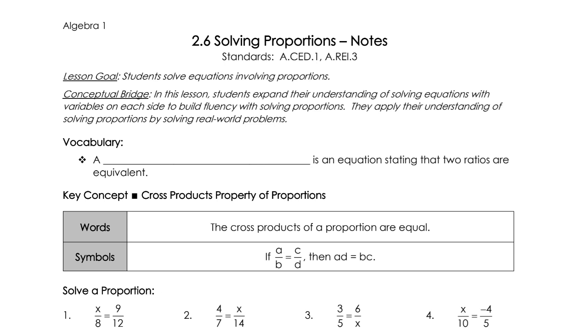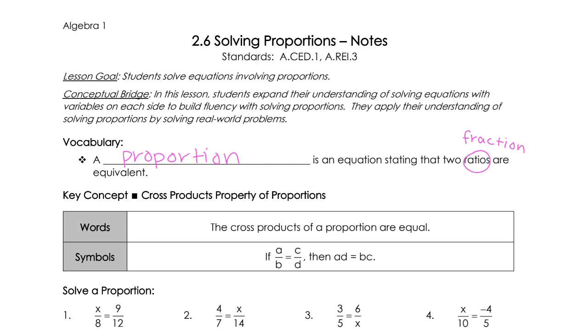For this video, we will be talking about section 2.6, which is solving proportions. Our one and only vocab word for today is a proportion. This is an equation stating that two ratios are equivalent. Ratios also meaning fractions here. So stating that two fractions or ratios are equivalent.